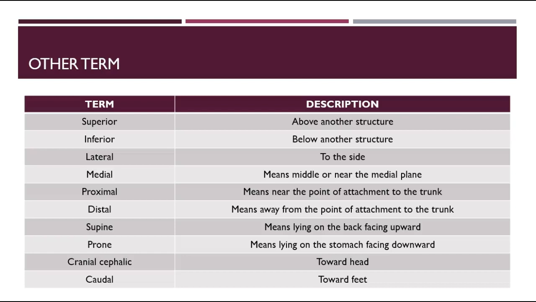Another common directional term that you will hear a lot during your clinical posting are proximal and distal. Proximal means nearer to the trunk, distal away from the trunk. For example, the brachial is proximal to the palm, and the carpal is distal to the brachial.